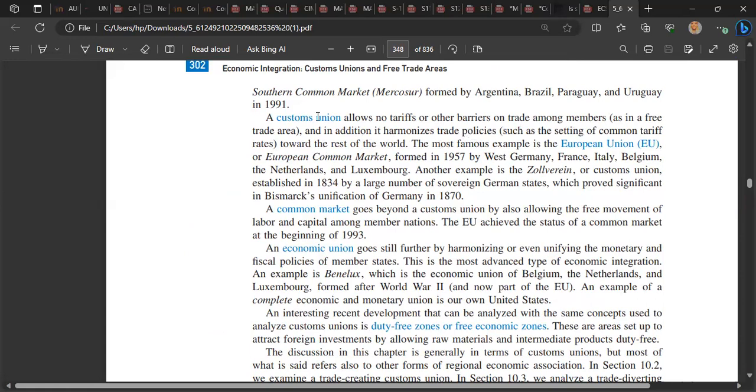So a customs union is just the same as a free trade area, except that in addition to that, we have to harmonize trade policies, right? And then a common market goes beyond the customs union by allowing free trade movement of labor and capital among nations. So the EU achieved the status of a common market beginning of 1993.